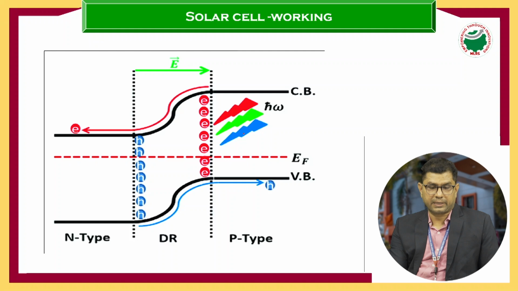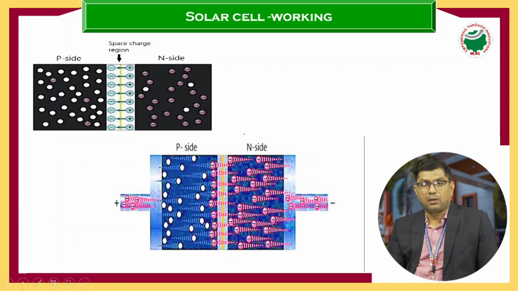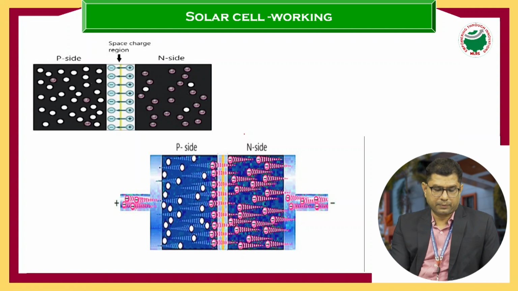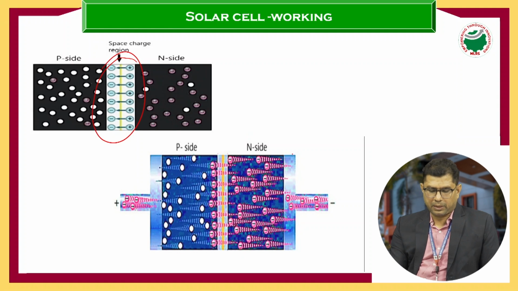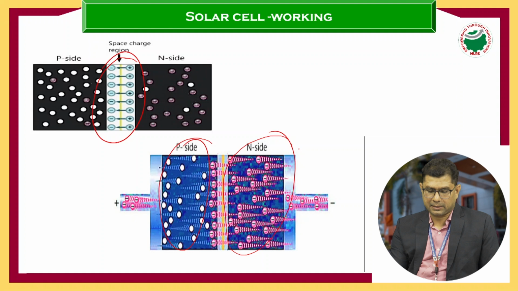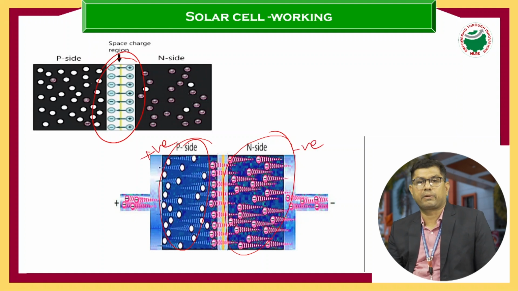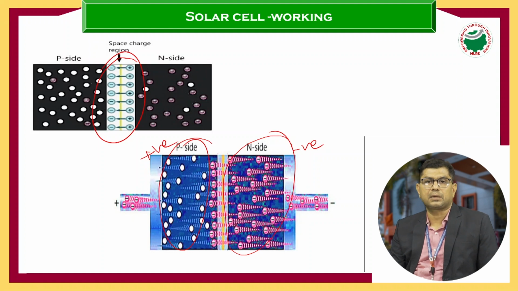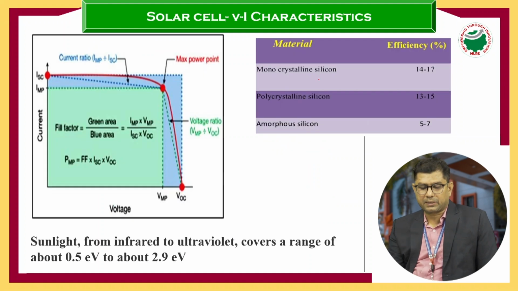Whenever light of sufficient energy is incident, electron hole pairs are created in the barrier potential. You can observe here, this is the barrier potential. After that, more electrons move to the N side and more holes move to the P side. In this manner, this side becomes more negative and that side more positive. Positive and negative separated by a certain distance, so an electric field is developed.